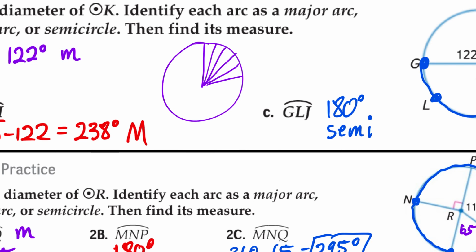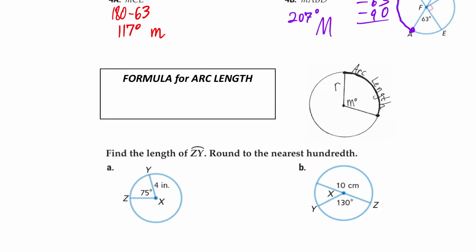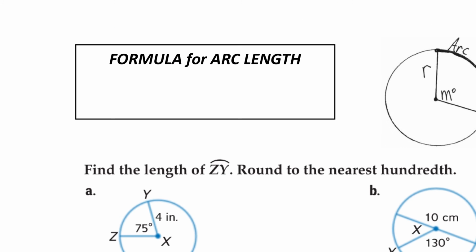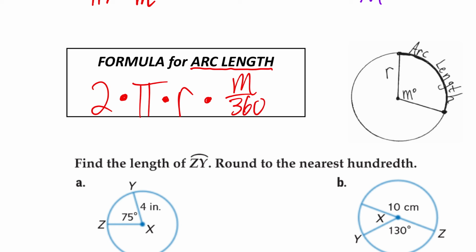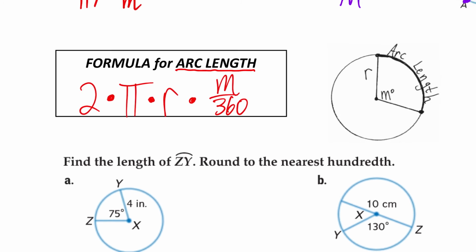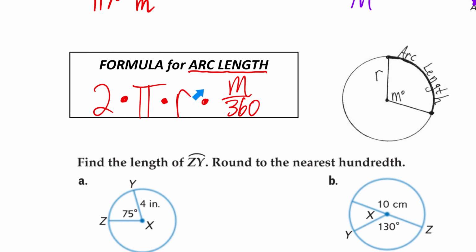So everything we've been talking about so far is degrees. This last little thing we're going to talk about here real quick, which is easy, is not talking about degrees, it's actually talking about the actual length. All right, so here's our formula for arc length. 2 pi r times m over 360. Now, forget about the m over 360.